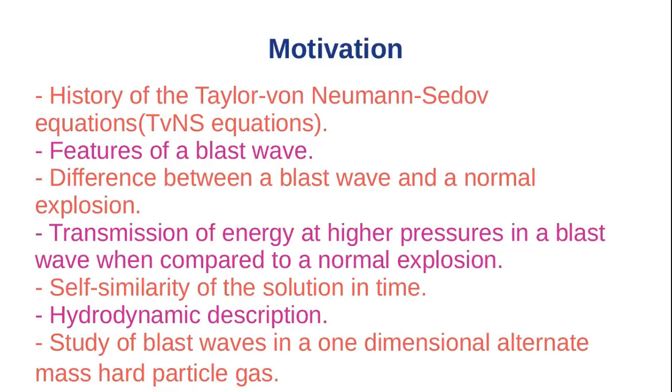When an explosion happens, we have something called a blast wave. There are some differences between a blast wave and a normal explosion. One of the main differences is that blast waves develop in a much smaller space compared to a normal explosion. Because of that, the transmission of energy occurs at a much higher pressure. So when energy transmission happens from the bomb to the surrounding air, it happens at a much higher pressure in a blast wave when compared to a normal explosion. So that is why it is very devastating.